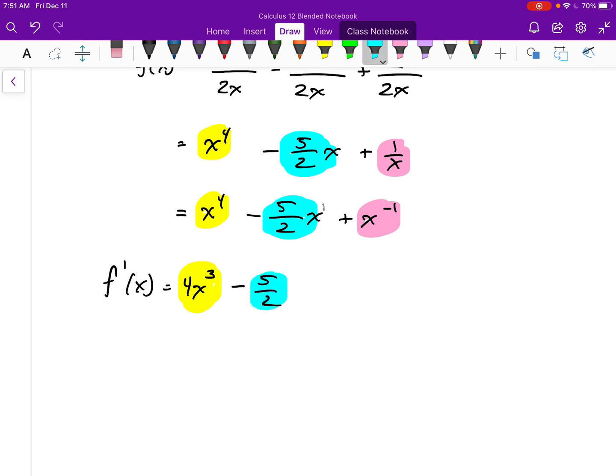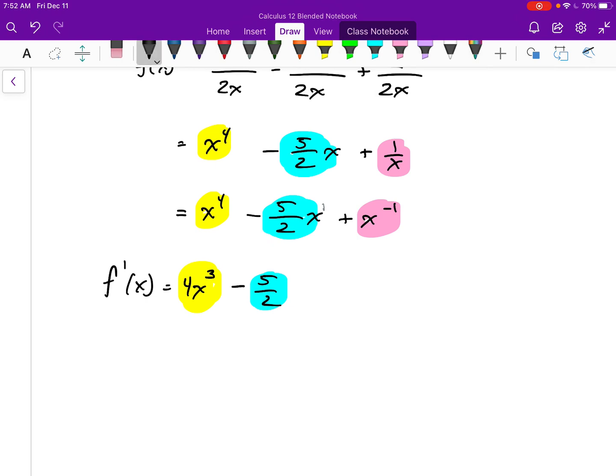And another way of looking at this, of understanding why the derivative of negative 5/2 x is just negative 5/2, is if you look at just this term in isolation, that's a linear function. That's a line with a slope of negative 5 over 2. And the slope of a line is the same as the derivative of the line. And so, it actually makes complete sense. This is just negative 5 over 2.